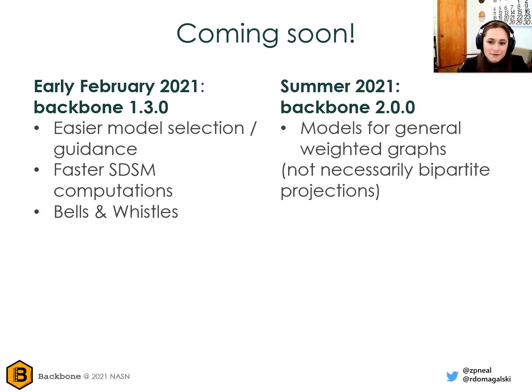And then this summer 2021, we are planning to release Backbone 2.0, which will contain models for general weighted graphs. So right now, Backbone contains these 3 models that all deal with bipartite projections. This new update will contain models for weighted graphs that do not necessarily come from bipartite projections.